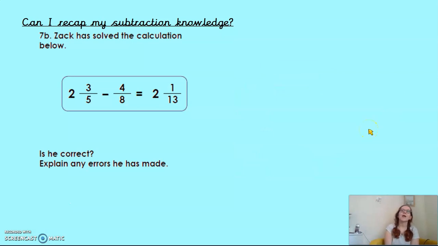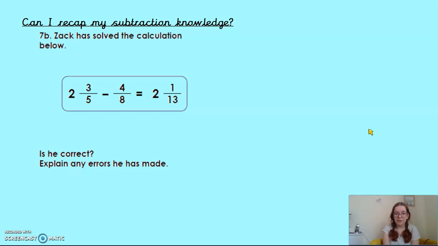Okay, here is our question for you guys. Zach has solved the calculation below. He has solved 2 3/5, take away 4/8, and he believes the answer is 2 1/13. Is he correct? If he is correct, tell me how you know. If he is not correct, tell me what marvellous mistakes he has made.